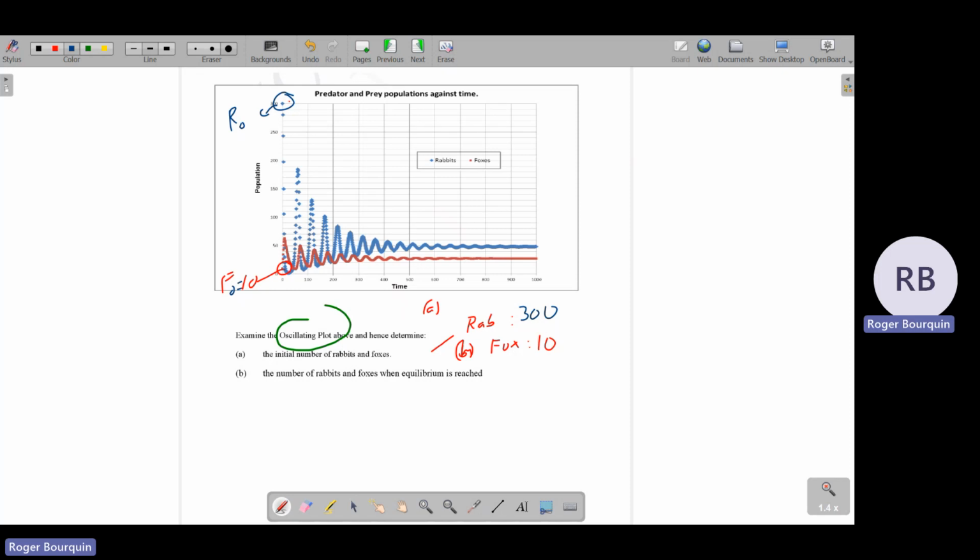So when does equilibrium happen for each one? The rabbits in blue, it looks like what? Is that about 40 something? I'd say about 48. That's where equilibrium is at the end over here. 48 about. What did you guys get for foxes? 28, 27, somewhere around about there.